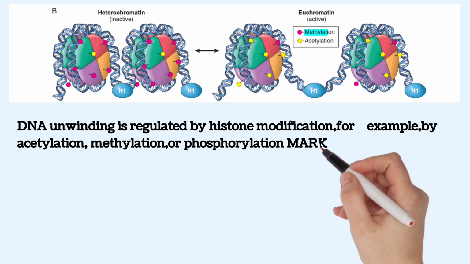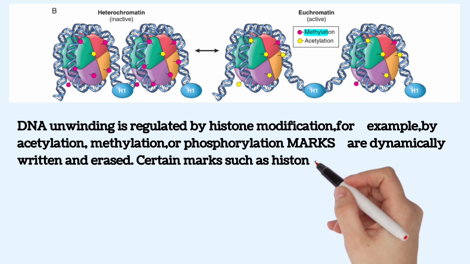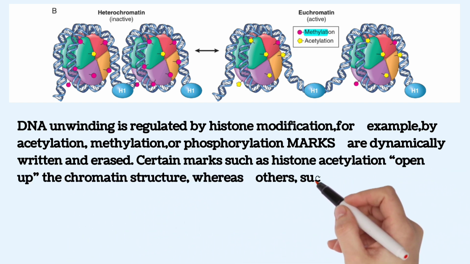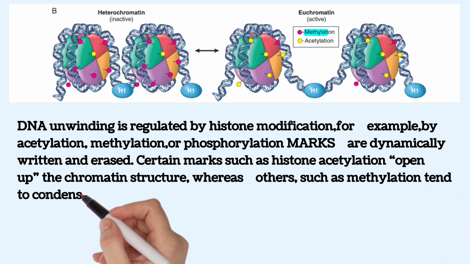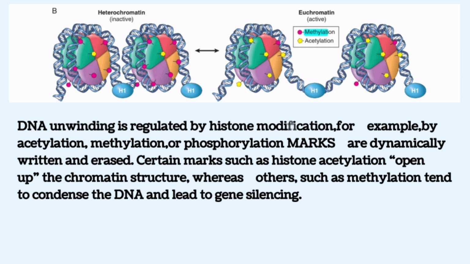Now, DNA unwinding is regulated by histone modification. For example, by acetylation, by methylation, or phosphorylation, marks are dynamically written and erased. Certain marks, such as histone acetylation, open up the chromatin structure, whereas others, such as methylation, tend to condense the DNA and lead to gene silencing.